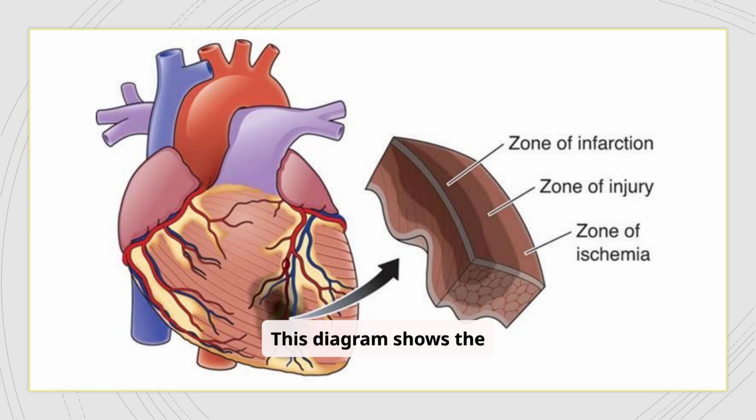This diagram shows the zones of infarction, injury, and ischemia. The area of infarct is surrounded by an area of injury where some cells may recover. Understanding these zones is important for understanding the extent of damage.